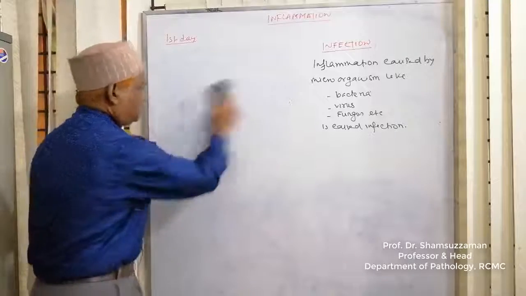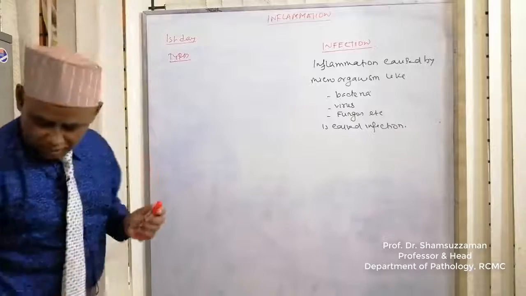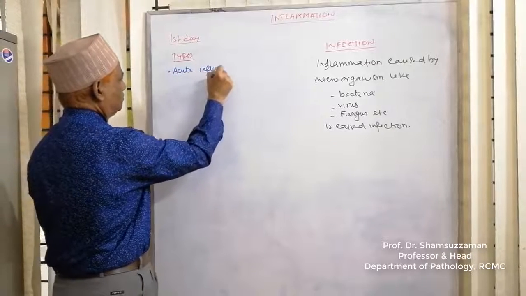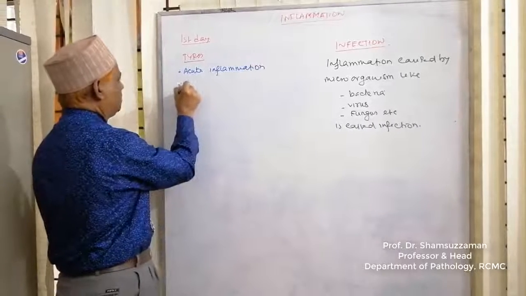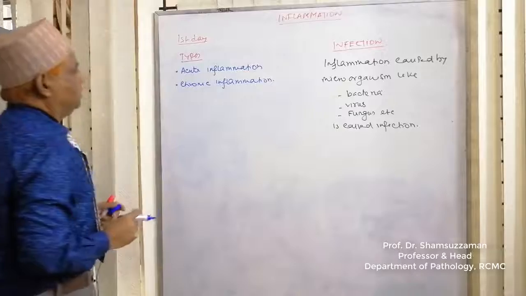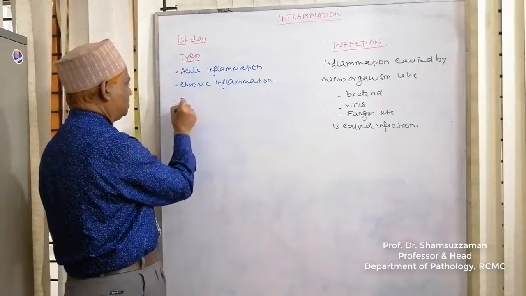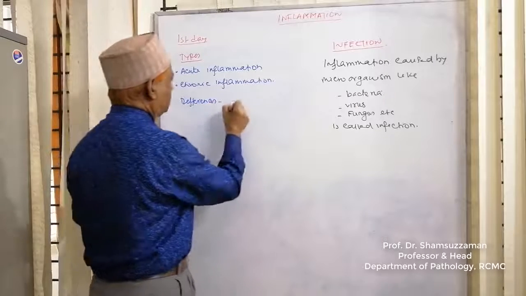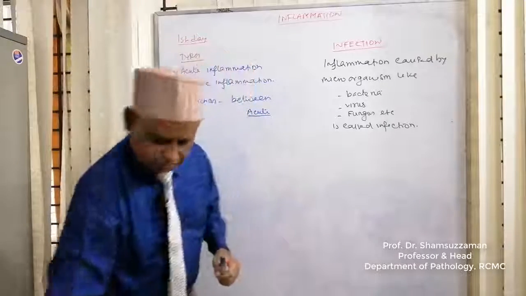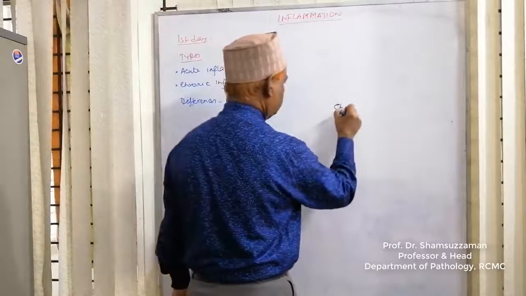Now come to types of inflammation. One is acute inflammation and another is chronic inflammation. Now come to what are the differences between acute inflammation and chronic inflammation. Differences between acute and chronic inflammation.